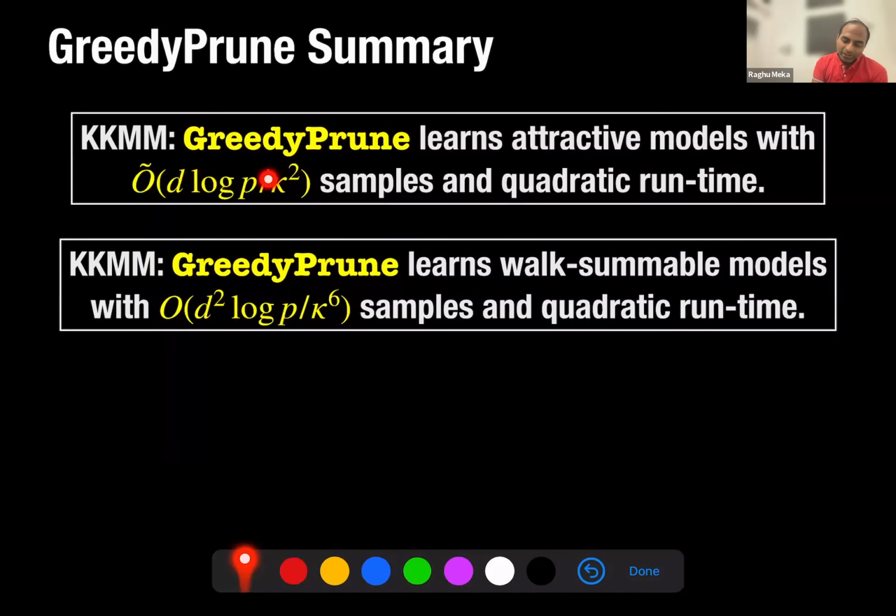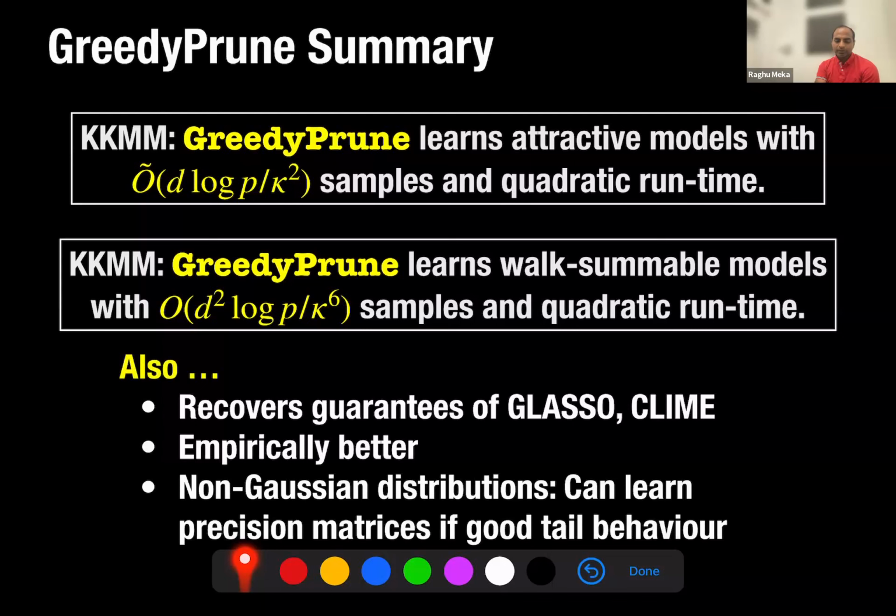So greedy prune learns attractive models with nearly the right sample complexity and quadratic runtime. That's a theorem we did not prove. It actually learns a much bigger class of matrices called walk-summable matrices, getting close to the information theoretical optimal sample complexity, but off in the dependence on kappa and the degree, but the runtime is still very good. And as I said, it is empirically better.